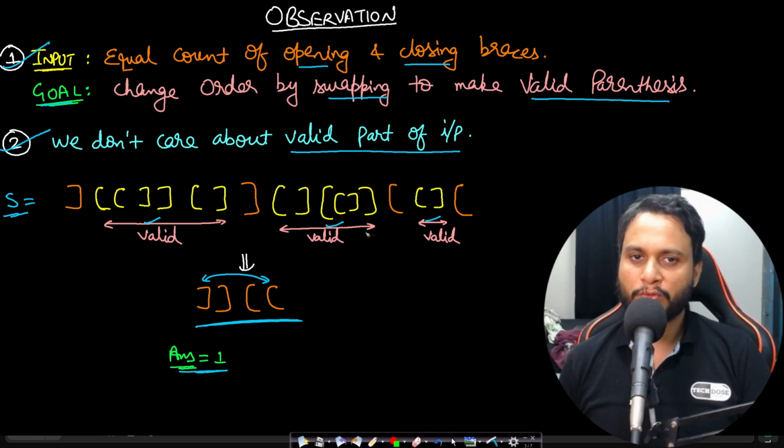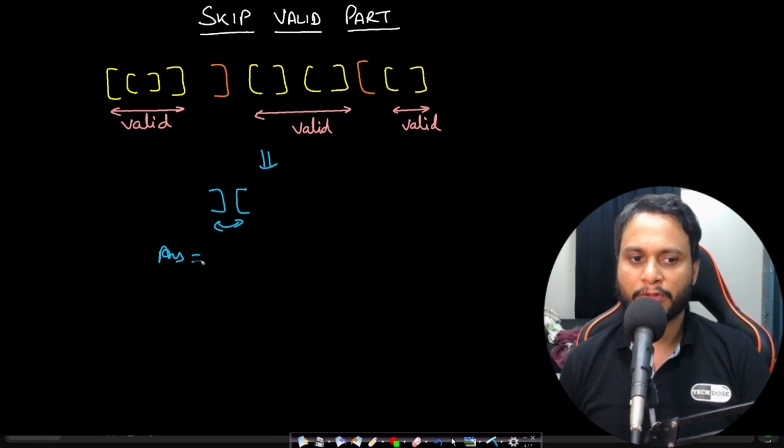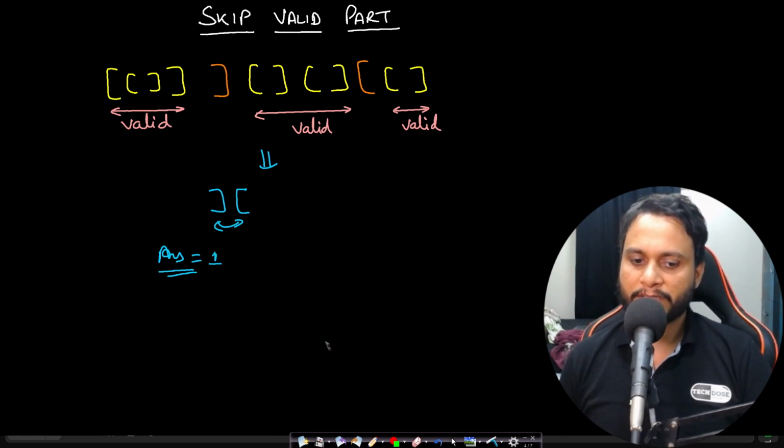So we need to ignore the valid part. As I said, you need to skip the valid part, and if this is the given input, then you will end up getting a closing bracket followed by an opening bracket. So you just need to do one swap, hence the answer in this case will also be equal to 1. This is the second observation.